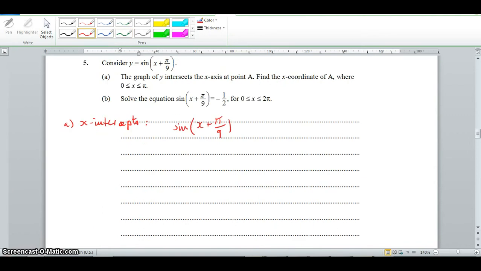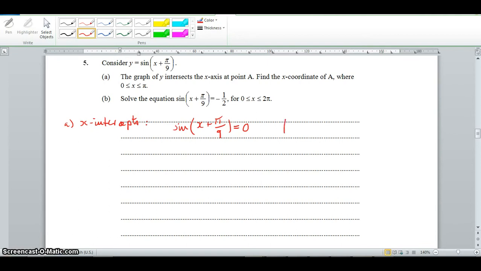Okay, and on to question 5. I have skipped question 4. You can find the mark scheme on Moodle. So when it says here, find the x-coordinate of A being the intersects with the x-axis, what I'm actually asking for is the x-intercepts. In other words, I'm asking for the solutions of this equation where sine of x plus pi over 9 equals 0.